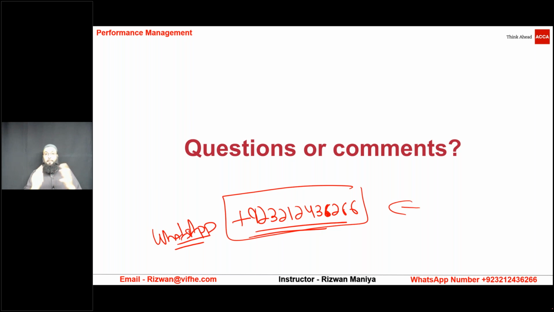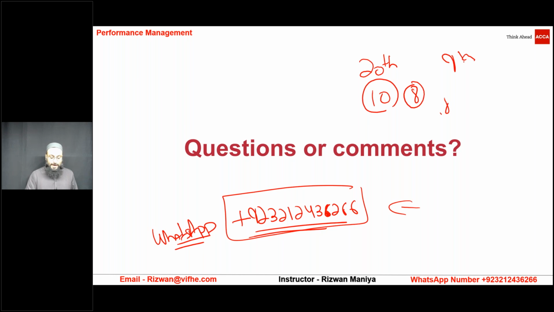Okay, I'll just give you a quick plan here. 20th and paper is on 9th. So we have approximately 10 days in this month and 8 days in the next month, so you have 18 days altogether. I will share a plan for these 18 days. Those who are interested in getting the plan, please remain active in the WhatsApp group. The paper is on 9th, right? So I will give you a plan how to study in these 18 days.